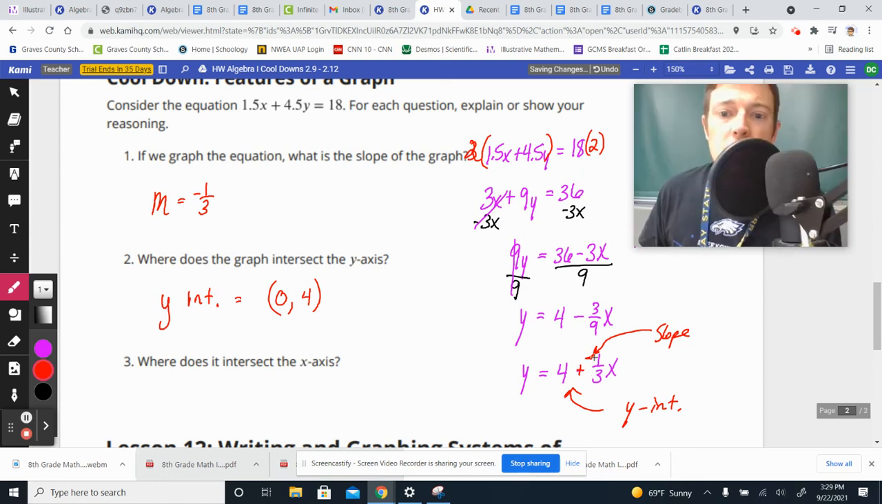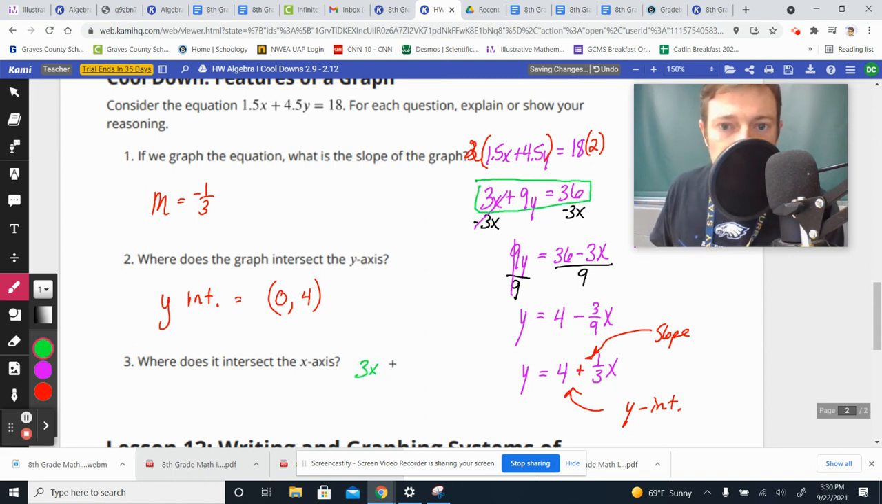So we know that y is 4 when x is 0, but where is x when y is 0? So it's kind of like the flip of the script. And you can honestly use this one, but I find it easier to use one of the original equations. I'm going to use the equation that I made here because everything's a whole number. So I'm going to kind of bring that down here. 3x plus 9y equals 36.